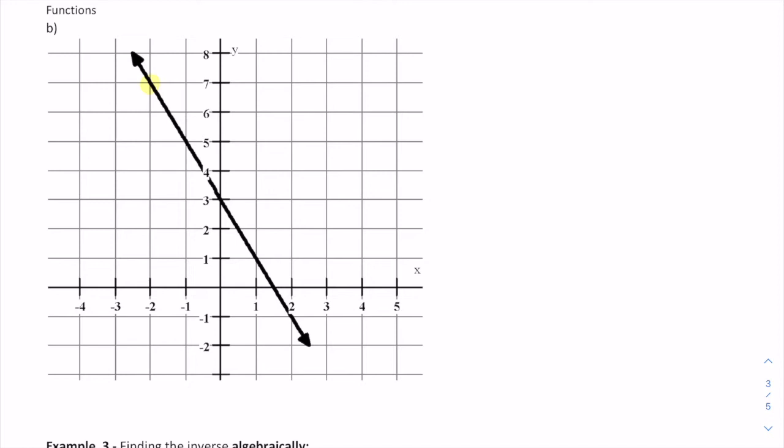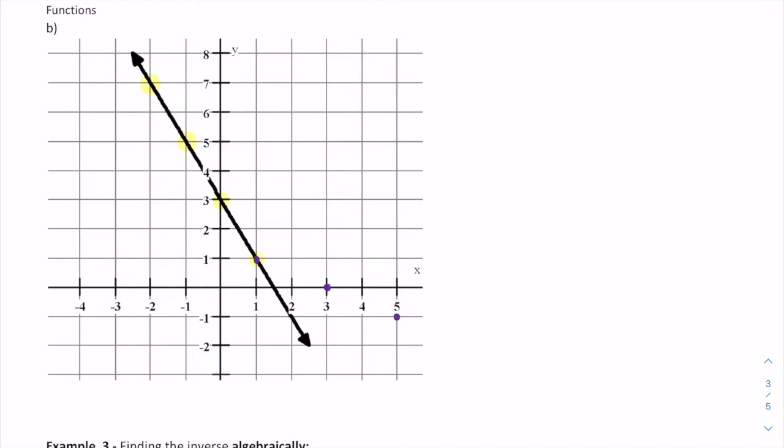Then we have negative 1, 5. When I switch that, I'll get 5, negative 1. So let's put our point right here. Then we have 0, 3. When I swap those, I'm going to get 3, 0. So our point goes right there. Then we have 1, 1. When you switch that, we get 1, 1 again. So let's put our point right here.